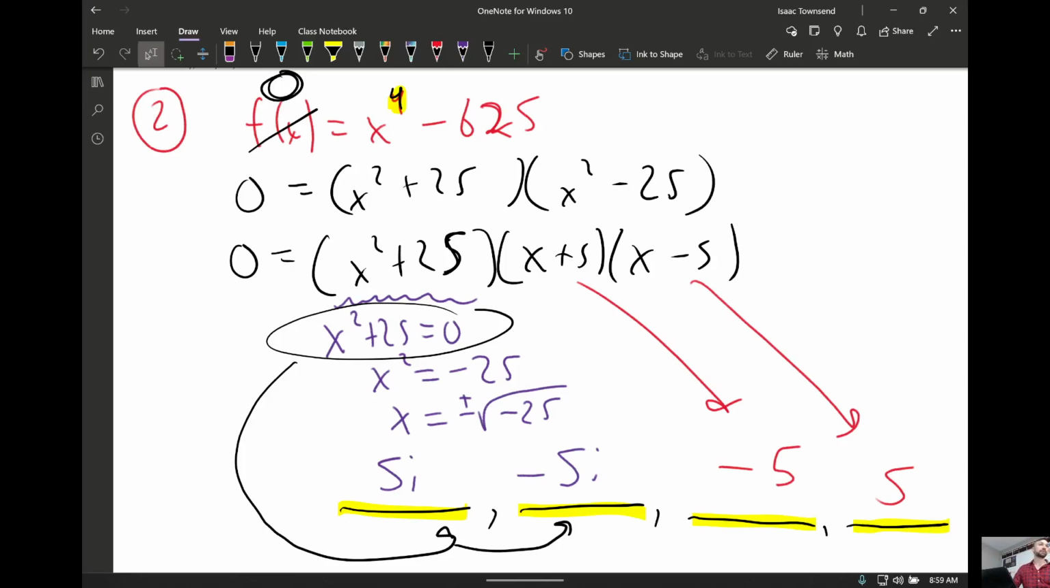Okay, is that enough for that one? Yep. And then number 3, same type of question. Again, we can work it out too, just a different type of factoring. So sometimes factoring is all you can do.